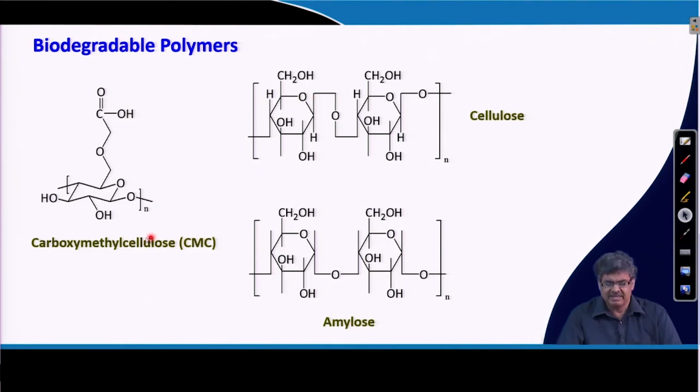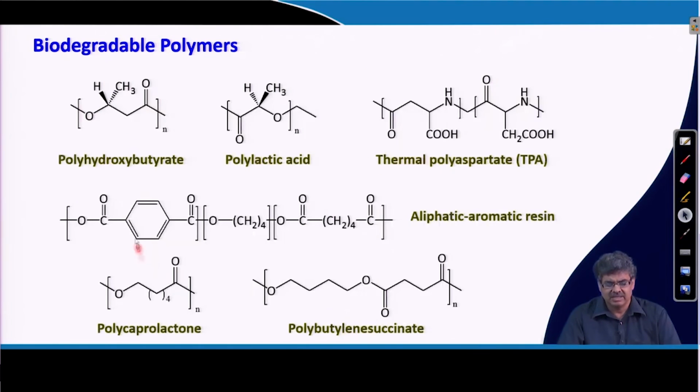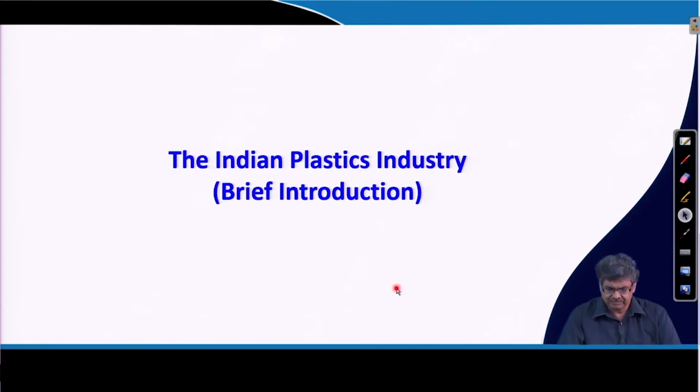These are some of the chemical structures of biodegradable polymers: cellulose, amylose, carboxymethyl cellulose, polyhydroxybutyrate, polylactic acid, thermal polyaspartate. These are some synthetic polymers like polycaprolactam, polybutylene succinate. They are either partly or fully biodegradable.